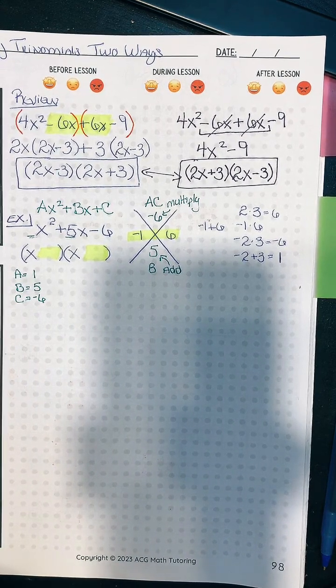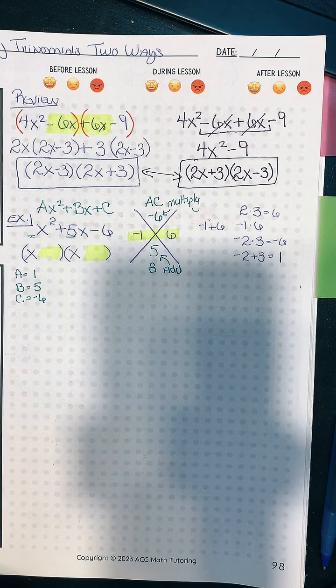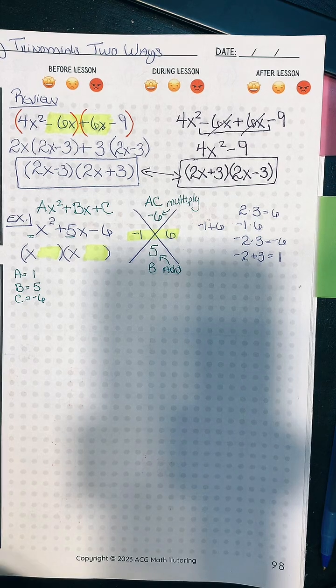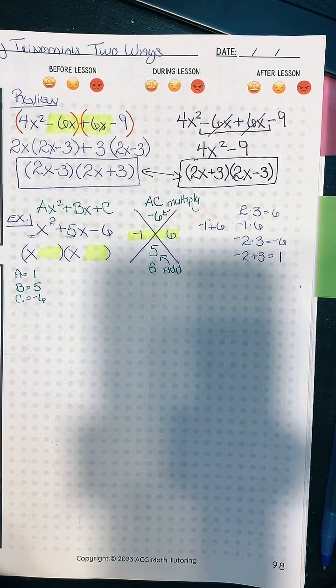Will the AC method always be multiplication on top and addition on the bottom? Yes, Jasmine. Yes. Yes, Jazz. Yes, yes, yes.